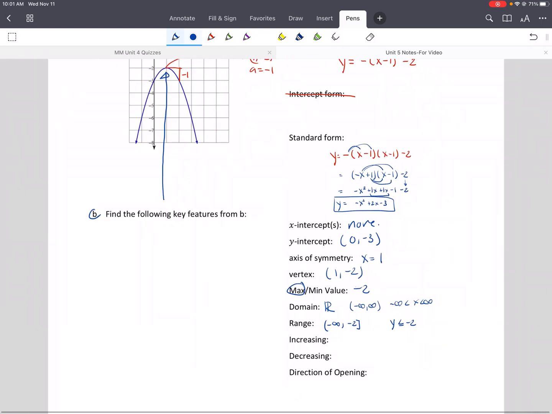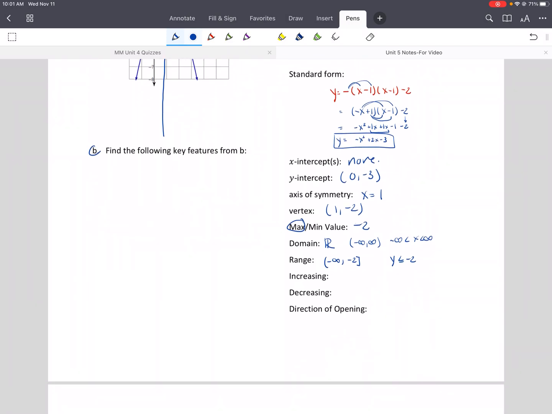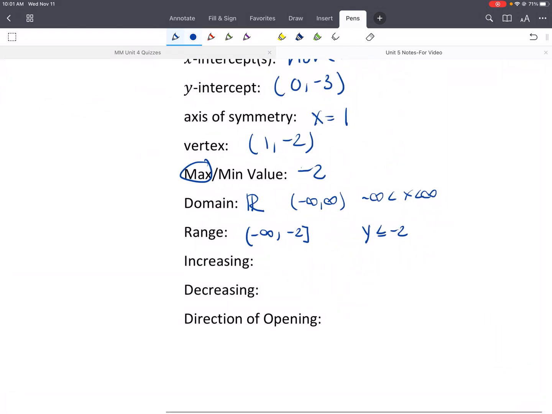Increasing, again, where the slope is positive. So it'd be everything left of the axis of symmetry. So from negative infinity to 1. And decreasing would go from 1 to infinity. Again, we could say all x values less than 1 and x greater than 1. Direction of opening here would be down.